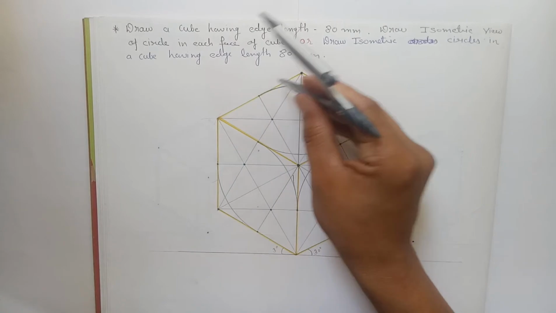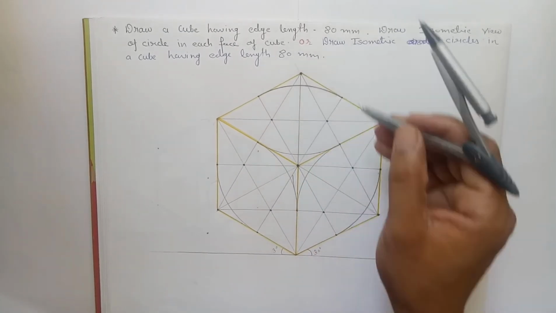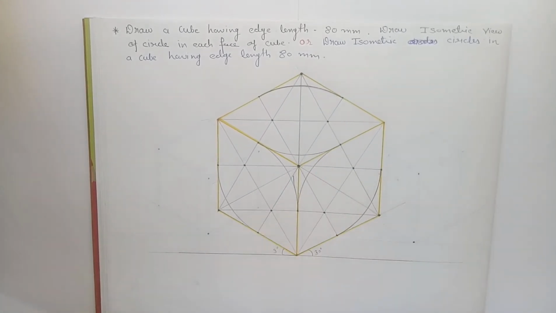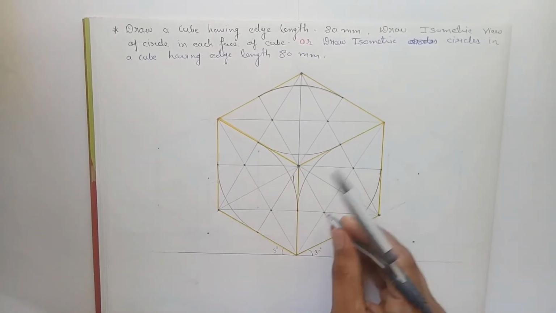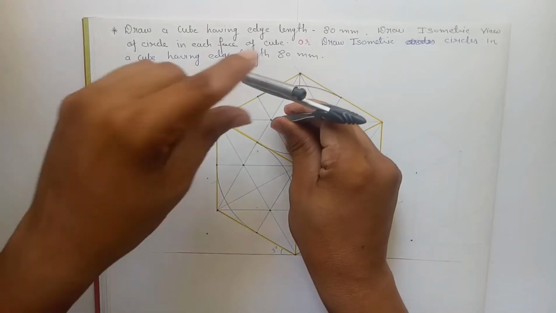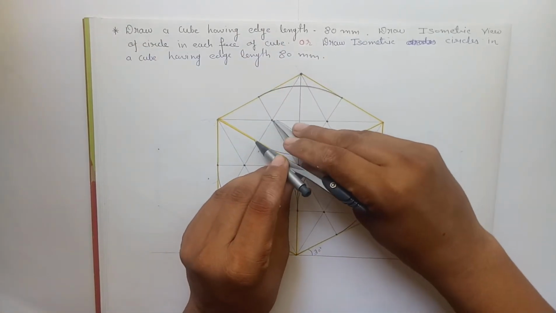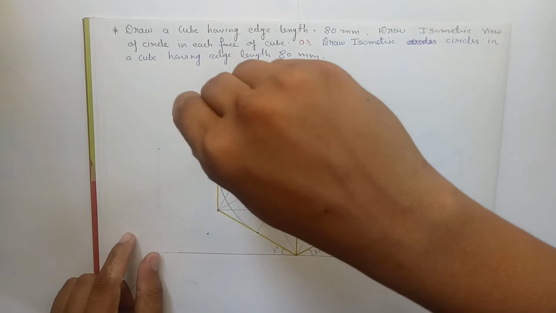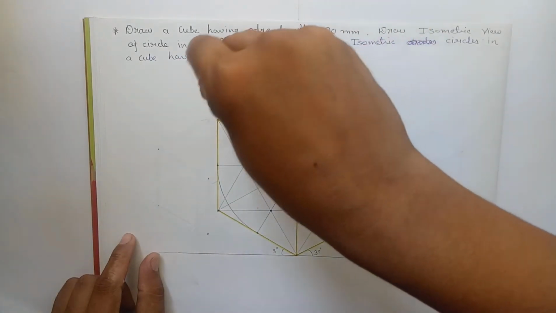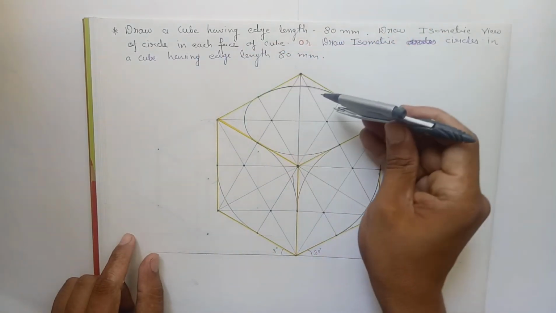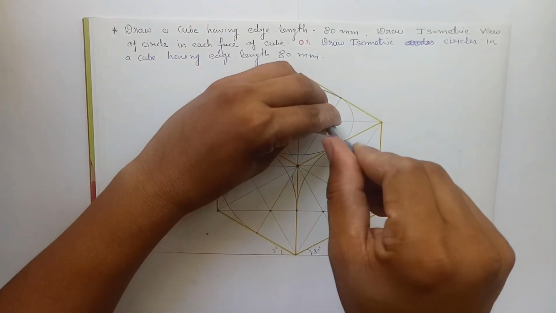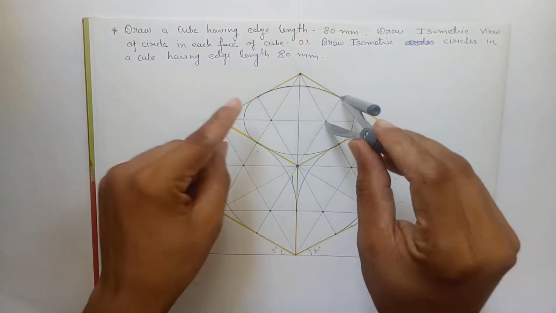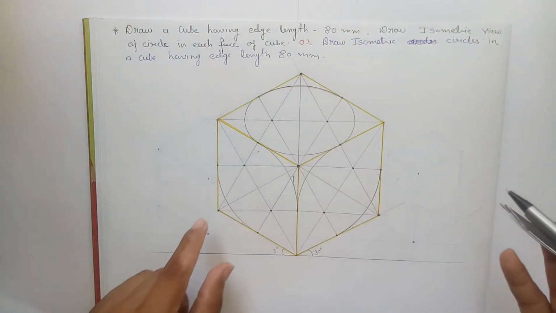So we have drawn the arcs from two centers. Now we have to draw another two arcs from another two centers which are over here. So put your round over here, measure this midpoint and give an arc like this. So this will be the isometric circle and it is an ellipse.